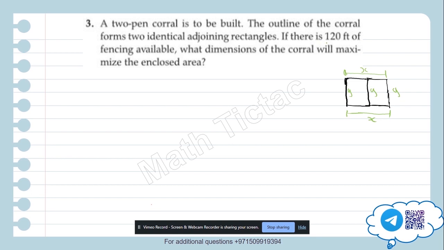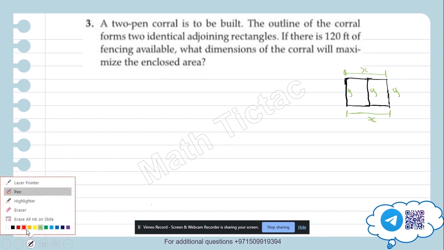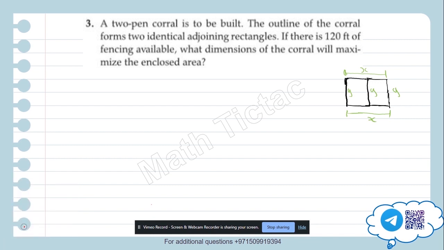So in here there is 120 feet of fencing available. So the fencing available for us in here is what? 120 feet. This is the perimeter. All the time the fencing is the perimeter because we need to cover that. So this is the perimeter, and my perimeter in here is equal to 120 feet.